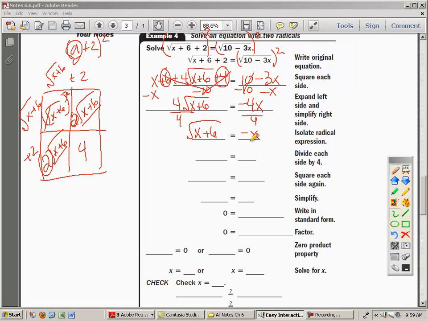All right? So now what's our next step? Now what we have to do is we have to get rid of the square root again. So we're going to square once again. The square root of x plus 6 squared is simply x plus 6.